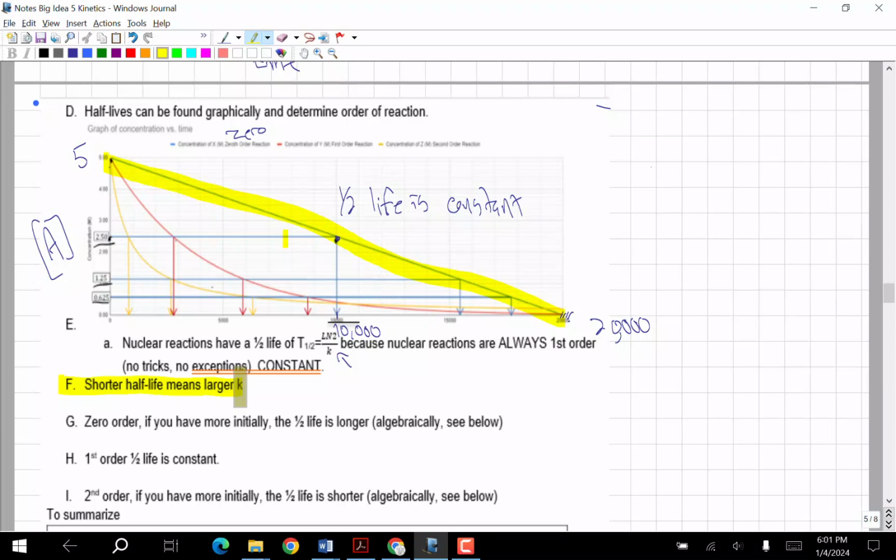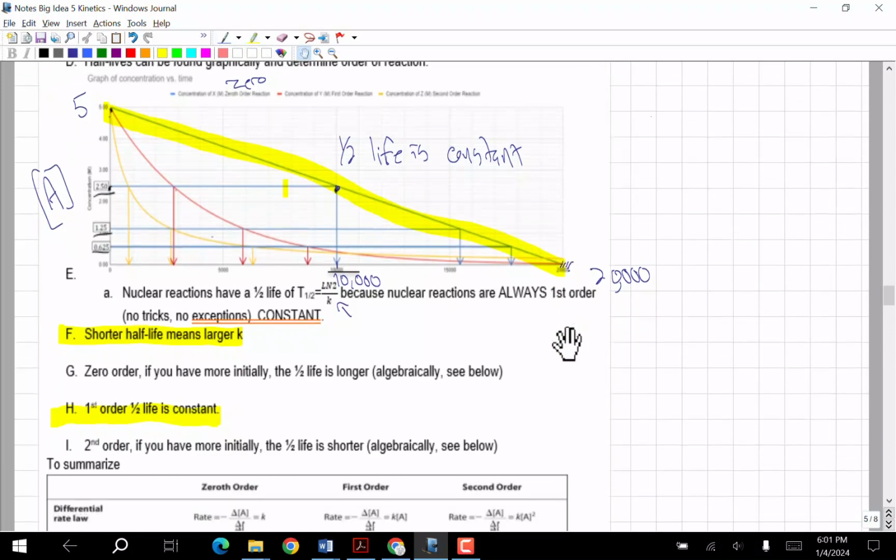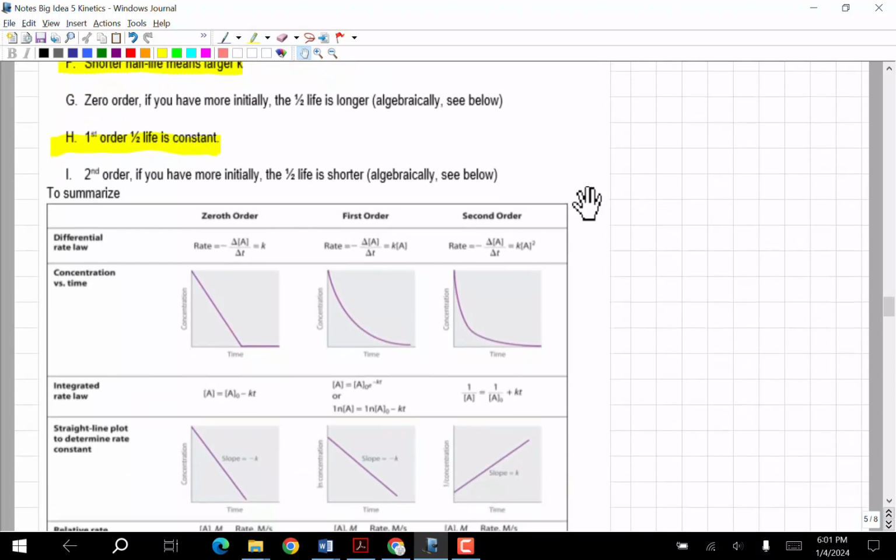If it's 0 order, if you have more initially, the half-life is longer, okay? Algebraically, see below, and we'll look at these in a second. First order, again, half-life is constant. Second order, if you have more initially, the half-life is shorter. So we'll play with that in math here right about now, okay?